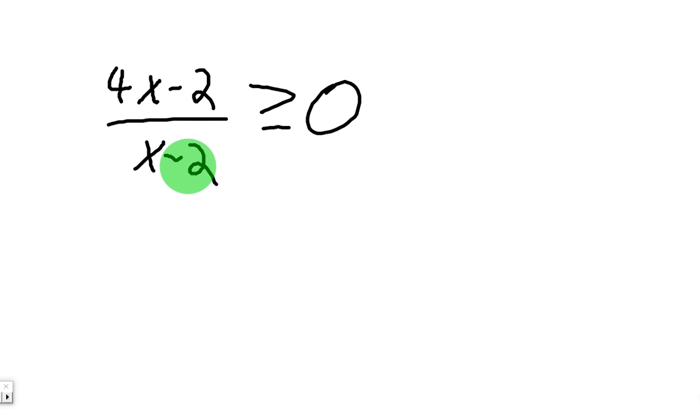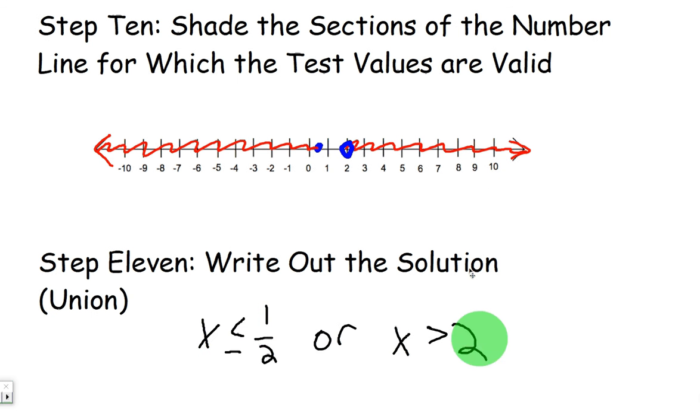So let's go back to our final answer. And this is it, folks. x is less than or equal to 1/2, or x is greater than 2, and that's step 11, which is to write out the solution. There is a word here, union, which means when you put the answers together. Now sometimes there's going to be overlapping on the number line, and in that case you have to phrase your answer differently. But in this case, it's either x is less than or equal to 1/2 or x is greater than 2.